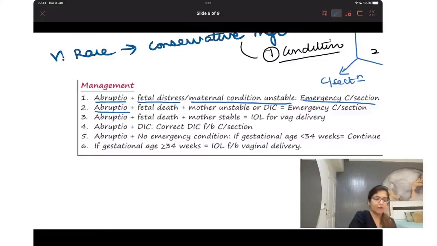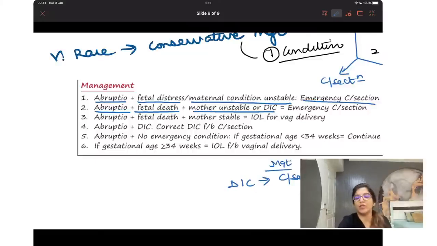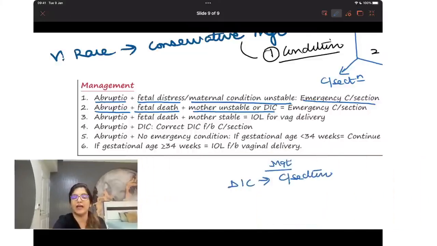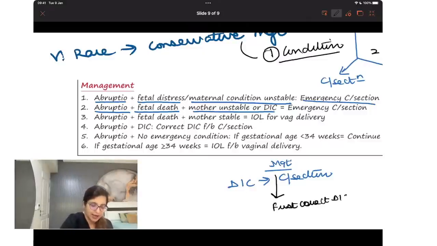Now, abruptio है, fetus की death हो गई है, right? Fetus is dead. But your question says that mother is unstable या DIC हो गया है. Please remember, DIC के केस में these days the management is cesarean section. Whenever your patient is having DIC, we manage it by cesarean section, right? So, जब भी DIC होगी, management is cesarean section, but before you do cesarean section, you have to first correct DIC and then do cesarean section. Right? So, जब भी DIC होगा, हम सबसे पहले DIC को correct करेंगे and then we will do cesarean section.